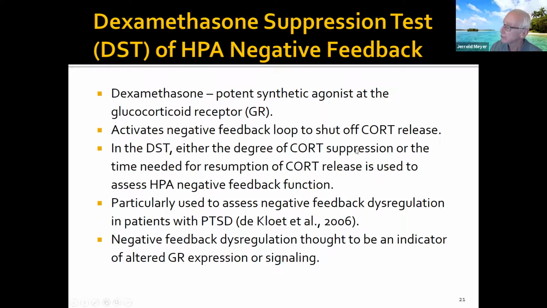So you can either look at the degree of suppression, how low does it go? Or in many cases, researchers, or doctors, since sometimes it's used diagnostically, look at the time needed for resumption of cortisol release. One of the ways that it's been used in psychiatry is to assess negative feedback dysregulation in patients with PTSD. So here's an example of that.